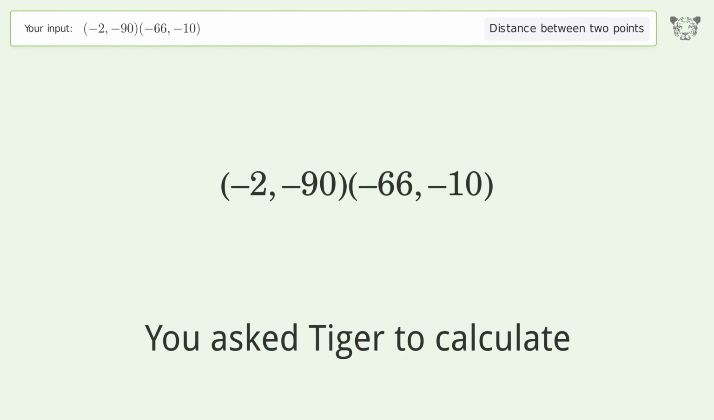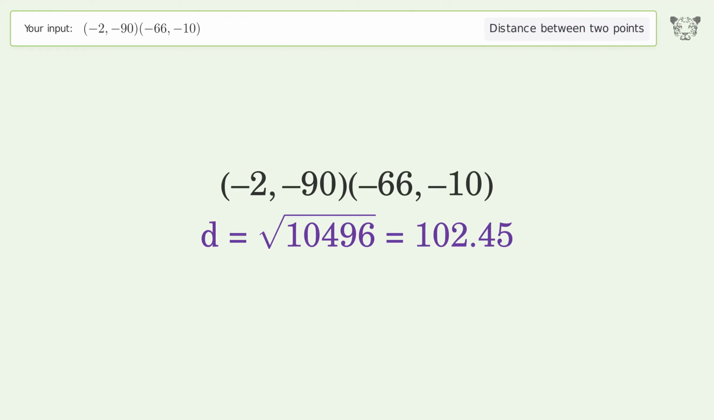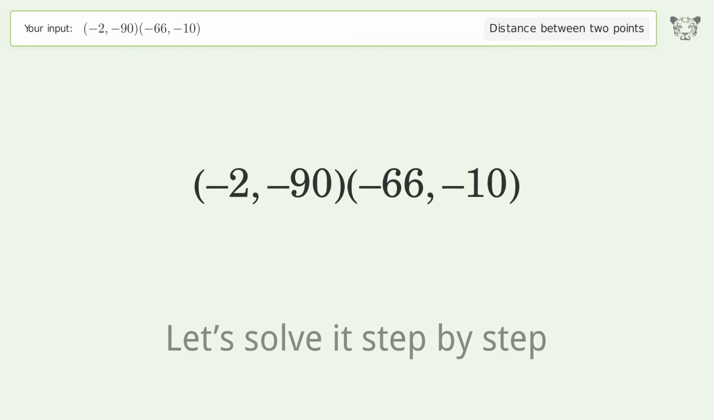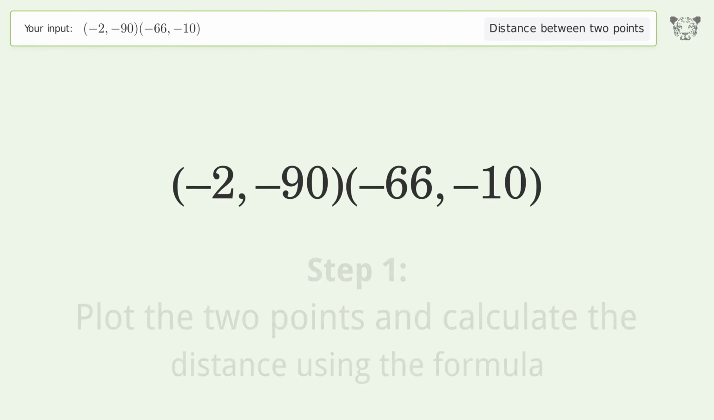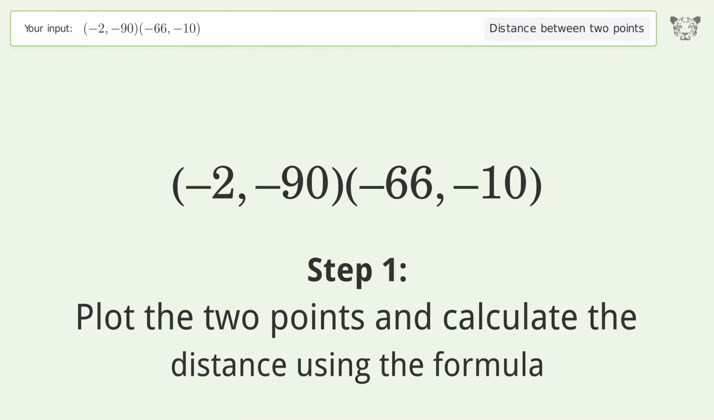You ask Tiger to calculate. This deals with the distance between 2 points. The distance between the 2 points is the square root of 10,496, or 102.45. Let's solve it step by step. Plot the 2 points and calculate the distance using the formula.